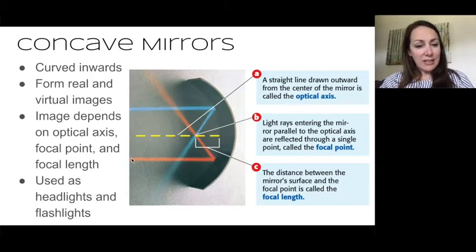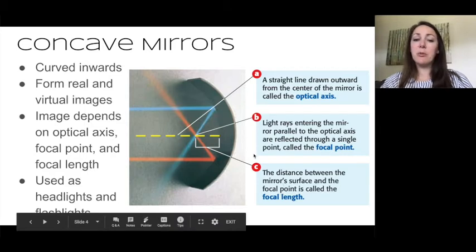Whenever these light rays, the red and the blue light rays, come in, they aren't going to bounce straight back because of the way the mirror is curved. They come in, and then because of how the mirror is curved, they go a different direction. So the focal point is where these lines wind up intersecting and crossing. That's where the image will be focused, where the light will be focused.